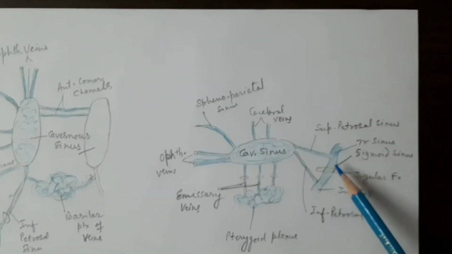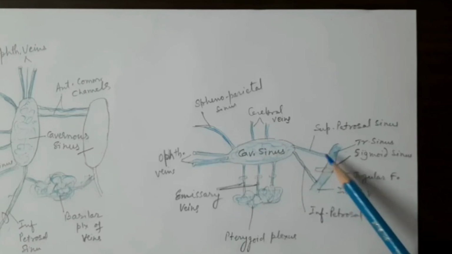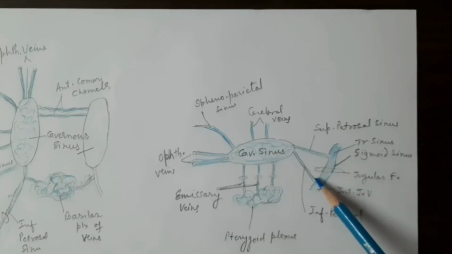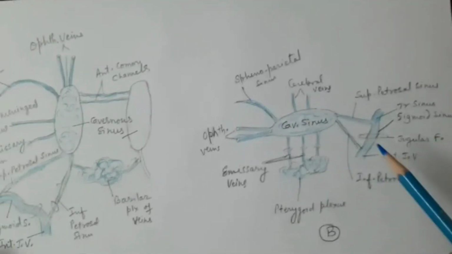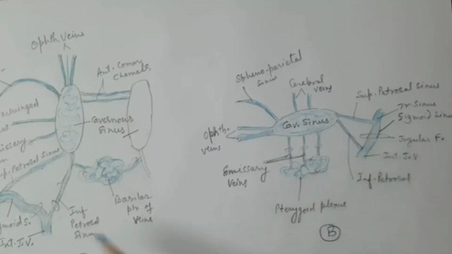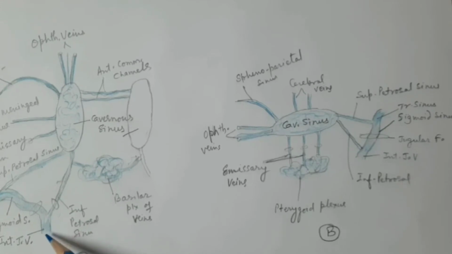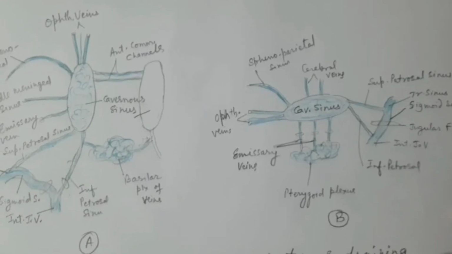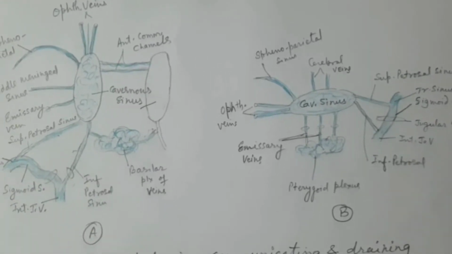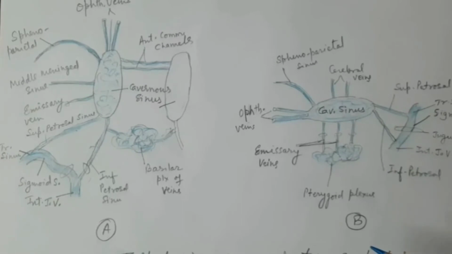You can see the same thing here in the lateral view. Superior petrosal drains to the transverse sinus and inferior petrosal to the internal jugular vein, which is at the base. That means this inferior petrosal goes from the anterior end of the jugular foramen, and at the base of the skull it opens into the internal jugular vein. So these were the drainage tributaries. The blood was going out of the cavernous sinus and ultimately draining into the internal jugular vein.